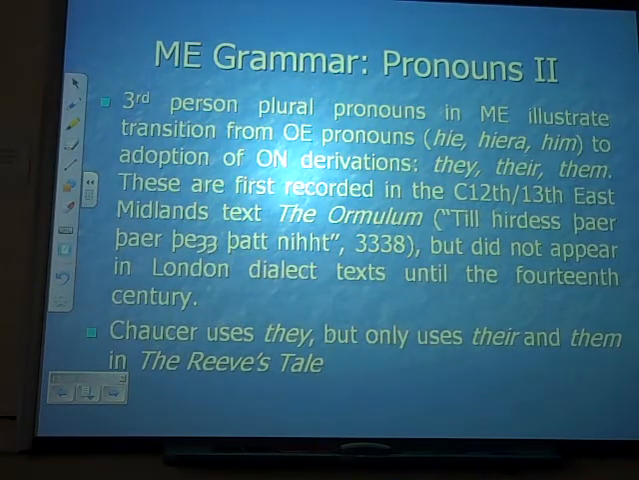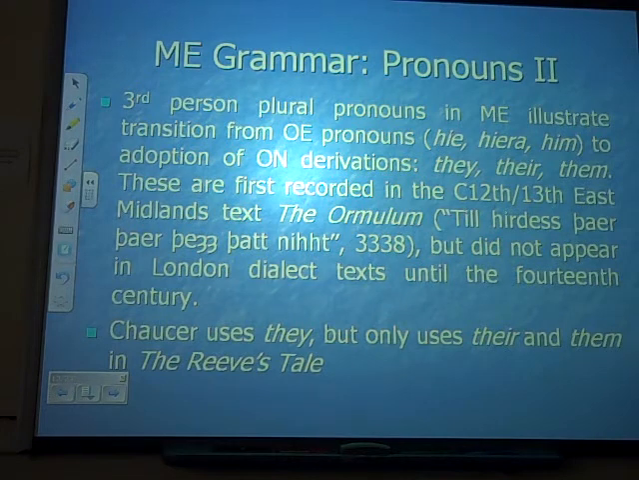Third person plural pronouns illustrate that movement from Old English pronouns to Old Norse derivations. So the old he, here, him, to the they, their, and them, which we use now in PDE. They're first recorded in a text written around 1200, the Ormulum, "till herdes der, they, that nicht." I'm not sure why there is written twice. It just is, anyway. But it didn't really get into southern texts until around the 14th century, so it takes a while filtering down.